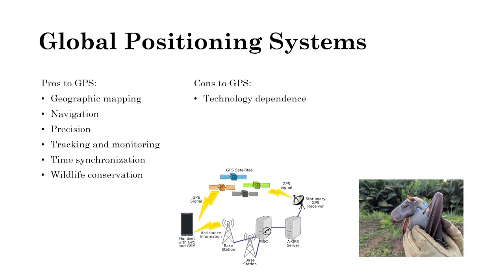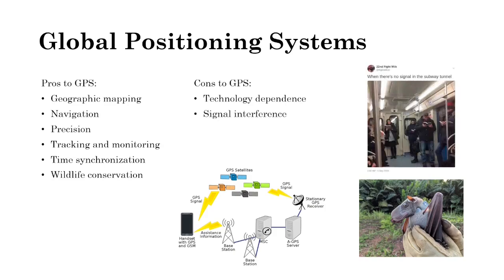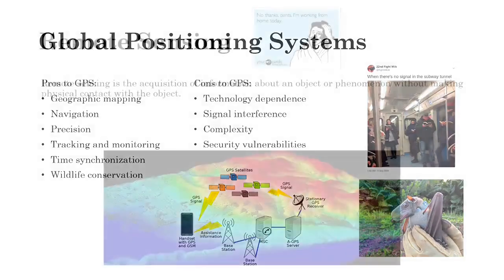Some cons include technology dependence. What happens when the technology goes down or it breaks? What if the signal is interfered with? What if these GPS satellites malfunction? They can also be very complex. I'm sure the original GPS was not as simple as Google Maps. There are also security vulnerabilities. What if someone hacks into a GPS? They could see a bunch of people's locations, and that's just not safe.